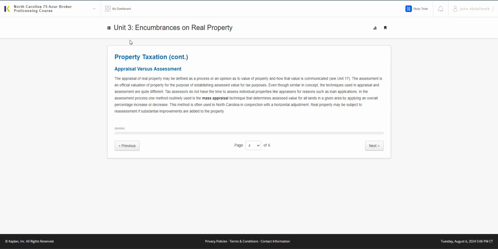Appraisal versus assessment. Oh, I'd like to see this. The appraisal of a property, defined by a processor, is an opinion as to the value of a property and how that is communicated. Assessment is a visual evaluation of the property for the purpose of establishing assessed value for tax purposes. Even though similar in concept, the techniques used in appraisal and assessment are quite different. Tax assessors do not have the time to assess individual properties like appraisers for reasons such as loan applications. In the assessment process, one method is used as a mass appraisal technique that determines the assessed value for all lands in a given area by applying an overall percentage increase or decrease.